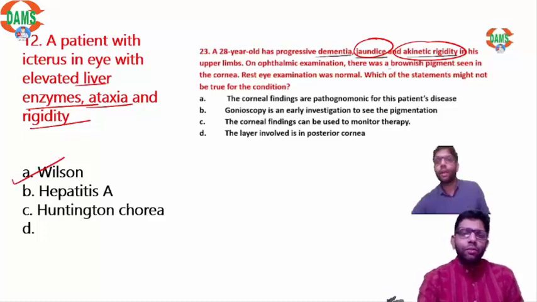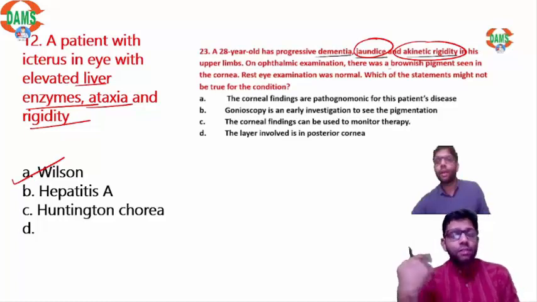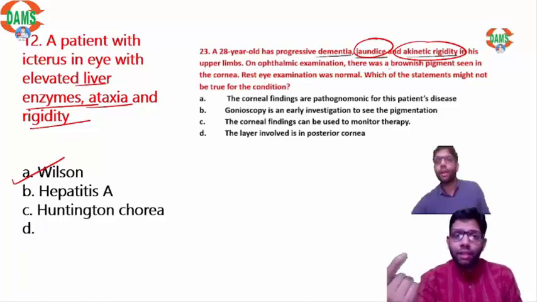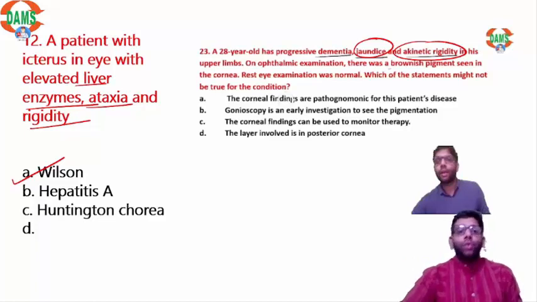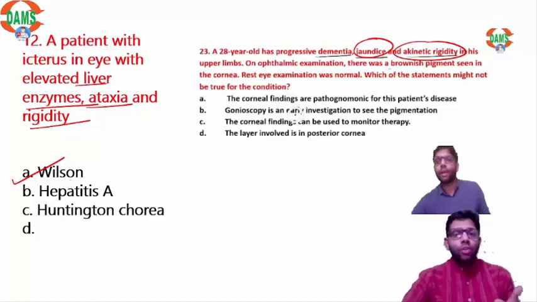Okay, so Wilson's disease is an increased copper state. In the eye, Kayser-Fleischer ring can be there, sunflower cataract can be there. Gonioscopy is an early investigation because copper is deposited in Descemet's membrane, and the termination of Descemet's is known as Schwalbe's line. That is the first structure seen on gonioscopy.